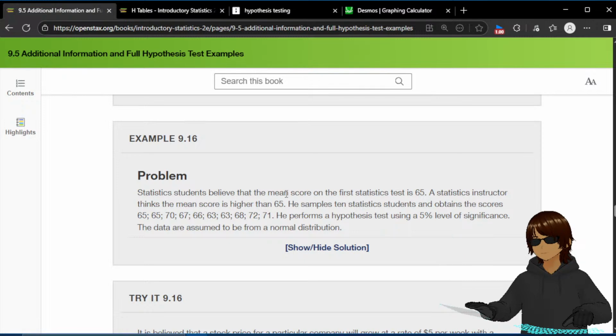Statistics students believe that the mean score on the first statistics test is 65. A statistics instructor thinks the mean score is higher than 65. He samples 10 statistics students and obtains the scores. He performs a hypothesis test using a 5% level of significance. So they believe the mean score on the first statistics test is 65, and the instructor thinks the mean score is higher than 65.